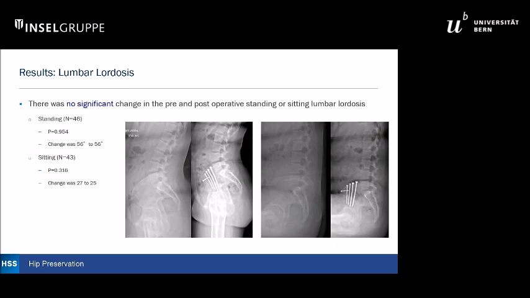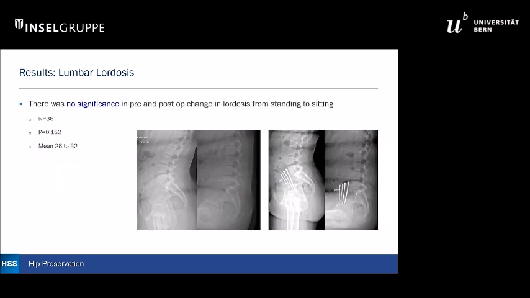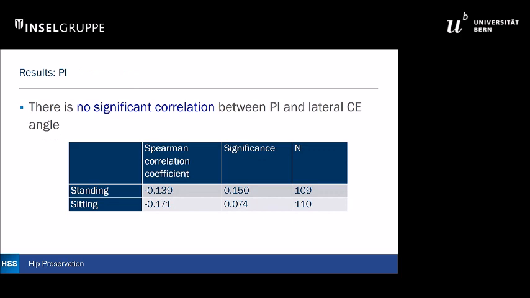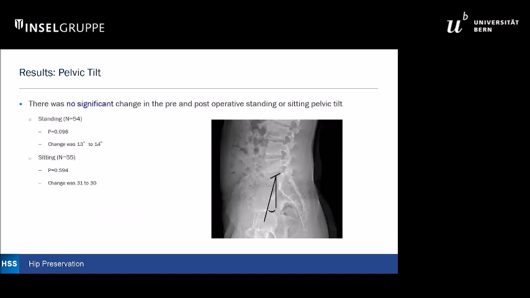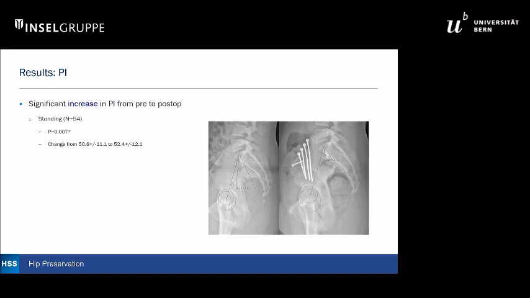What we found in results is there was no significant change overall in the pre- and postoperative standing or sitting lumbar lordosis after PAO. We also found no change in pre- and postoperative lordosis when you went from sitting to standing, and no correlation between pelvic incidence and lateral center edge angle. We found no significant change again in the pelvic tilt, pre- and postoperative standing or sitting. We did see, though, an increase in the pelvic incidence from pre to post-op, and this was consistent with our prior study, and it's basically from anteriorization of the hip center with the PAO.